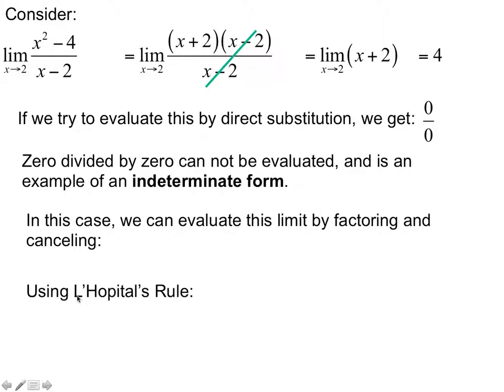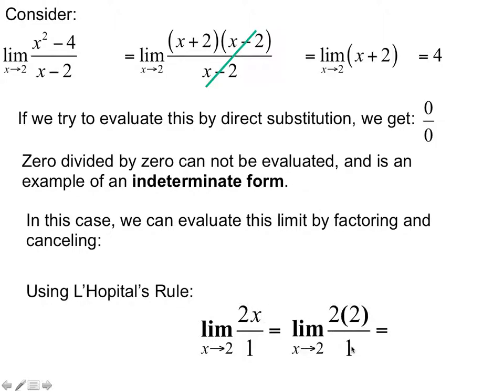So let's try L'Hopital's now. This is where you're taking notes. So using L'Hopital's, we're going to take the derivative of this, which is 2x. That's the top. And then we're going to take the derivative of this, which is 1. And then we're going to plug in 2, and we notice that when we plug in 2, we no longer get our indeterminate form. We get 4 over 1, which is 4. So we get the same limit using L'Hopital's.